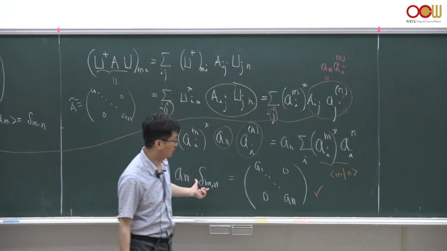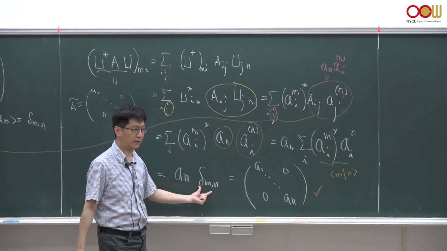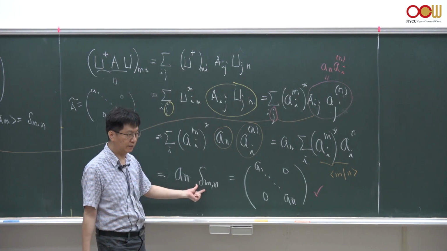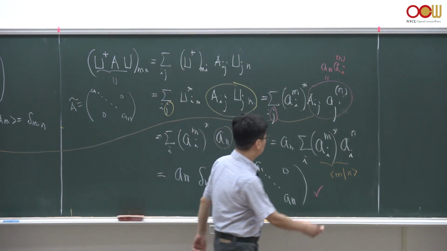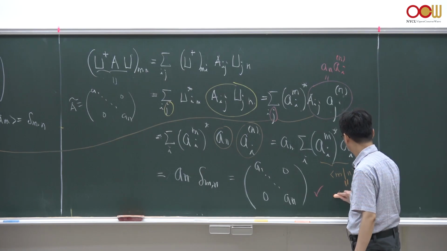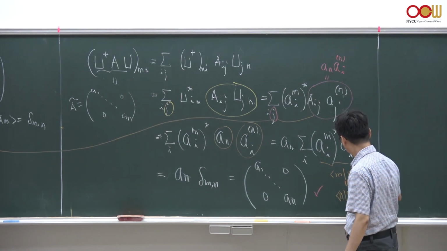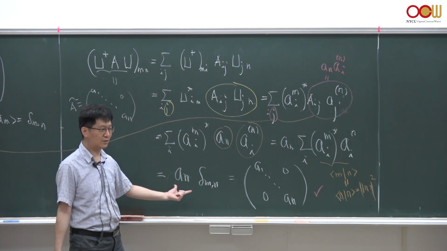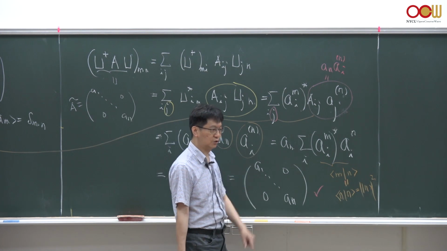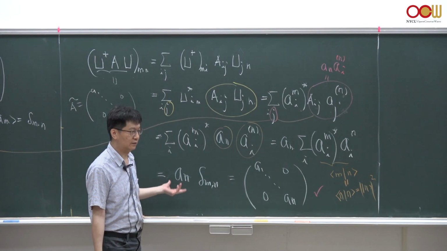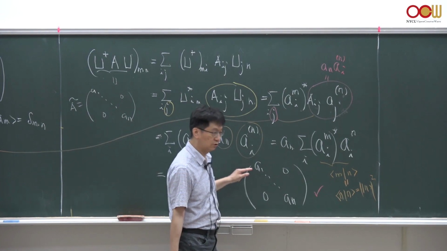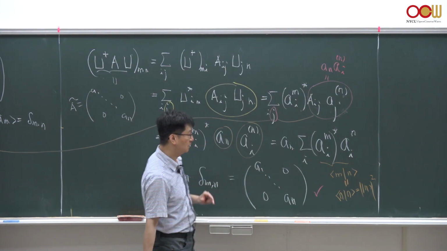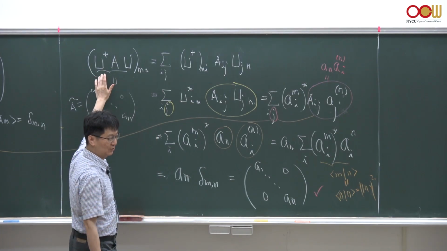And we know very well that this is nothing but delta mn. It vanishes if m is not the same as n. It is 1 if m is equal to n. This is nothing but an n, which is the square of this thing. This is nothing but a diagonalized matrix, because only the diagonal direction gives you the finite non-zero matrix elements. All the off-diagonal elements are 0, and so we're done. So this is the way to do.